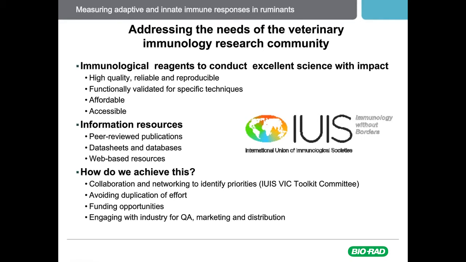And the ethos behind that toolkit is that it gets people together. We have workshops at the International Veterinary Immunological Symposia every 3 years. What we're aiming to do is avoid duplication of effort, to identify funding opportunities, and also, very importantly, how researchers can engage with industry for the quality assurance, the marketing and distribution of these reagents, which goes back to the earlier point about how we make these affordable and accessible to the research community.